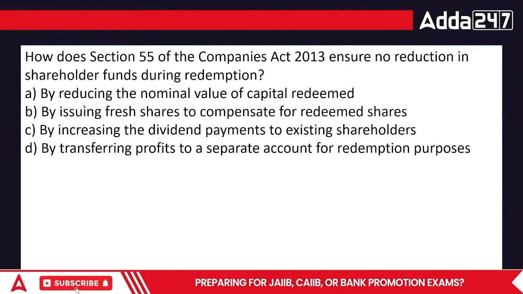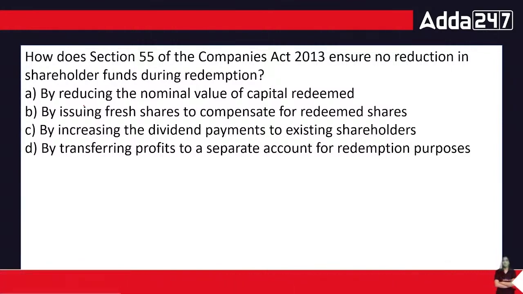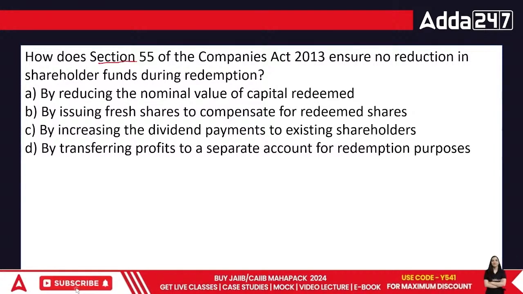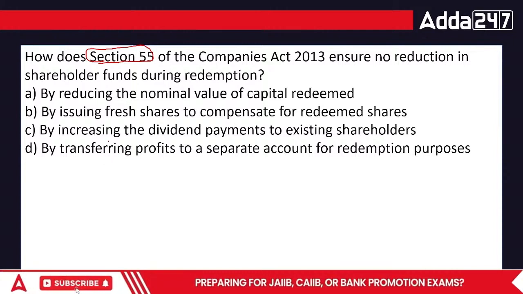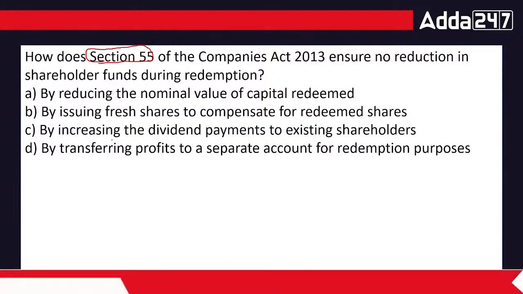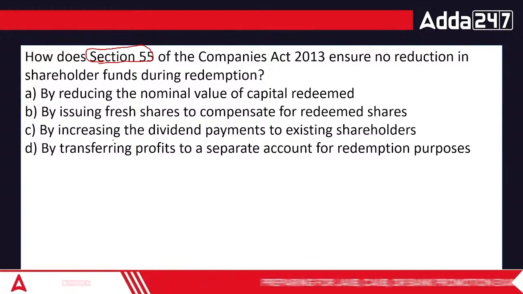Next question, everyone. How does Section 55 of the Companies Act ensure no reduction in shareholder funds during redemption? Actually, there is no reduction because once you give up one particular type of shares, you take another type of shares for that. That means there is no reduction. Or you keep a specific amount of money aside for the specific purpose, in the capital redemption reserve, to prove that this is something that is final. Done? Everybody sorted?